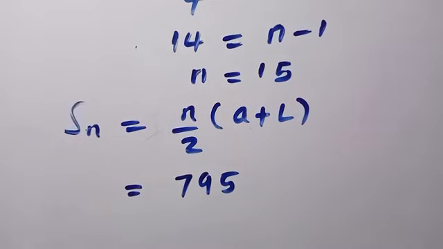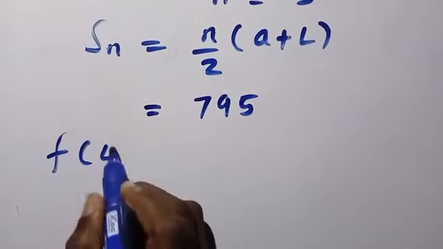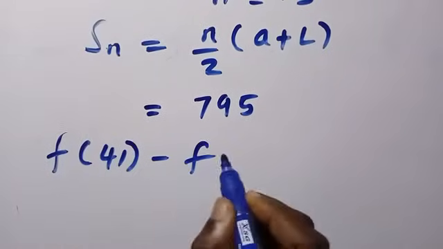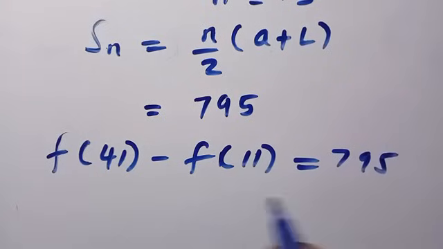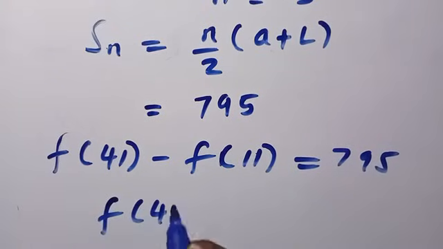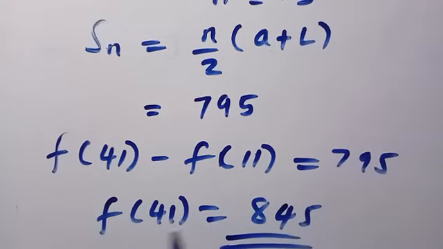So since the sum of all those terms is 795, we now come back to where we have f of 41 minus f of 11 equals 795. And f of 11 here is given as 50. So by transferring it to the other side, we have f of 41 equals 845. So 845 is f of 41. So this is how we solve this problem.